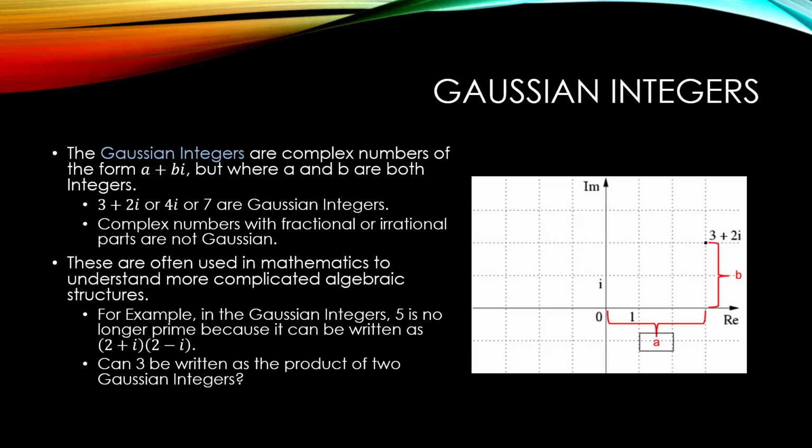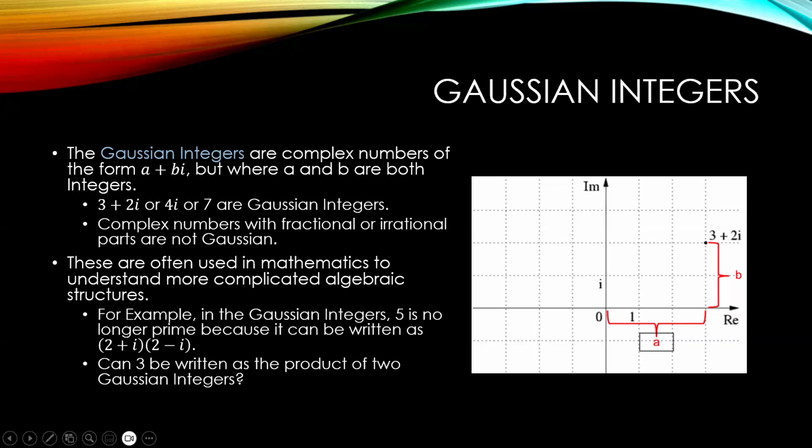Along with the complex numbers are the Gaussian integers. And so Gaussian integers are complex numbers of the form a + bi, but where a and b are both integers. And so 3 + 2i, or 4i, or 7 are all Gaussian integers. Complex numbers with fractional or irrational parts, so like if this were 1/2 + 2i, that would not be a Gaussian integer.